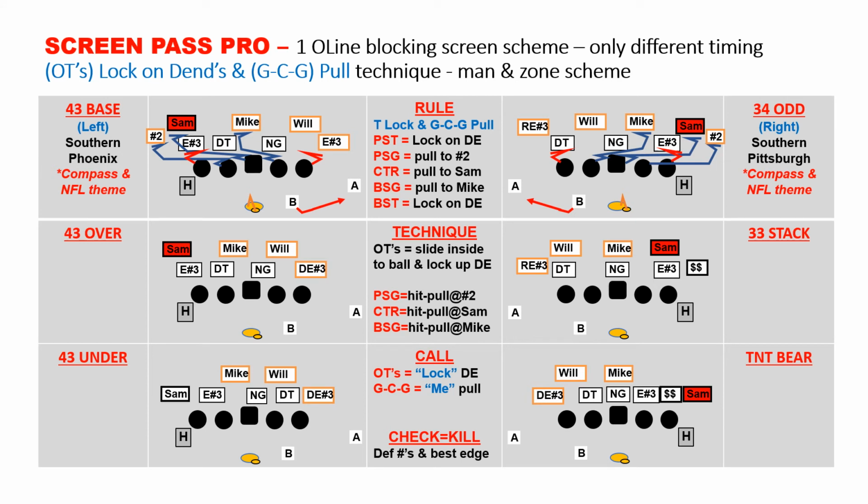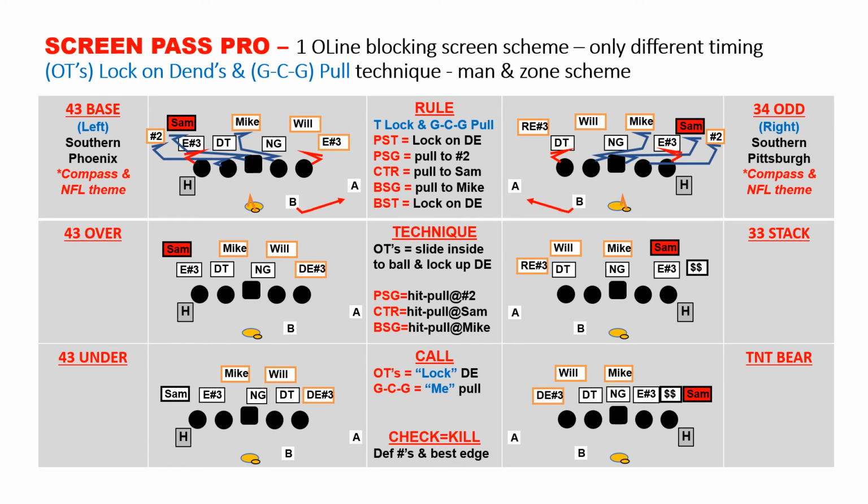What we've got here then is our screen pass pro. The keyword we use there is south. What we like about this is we use this one blocking screen scheme for all of our screens. We just change the timing from a quick to a fast to a slow release by the pullers.